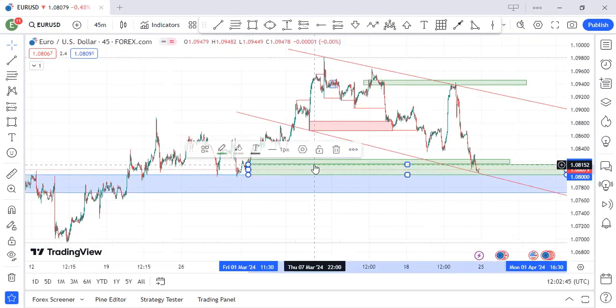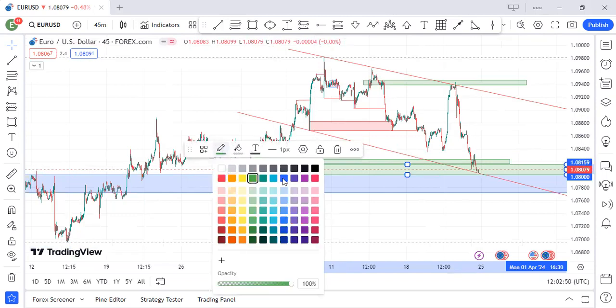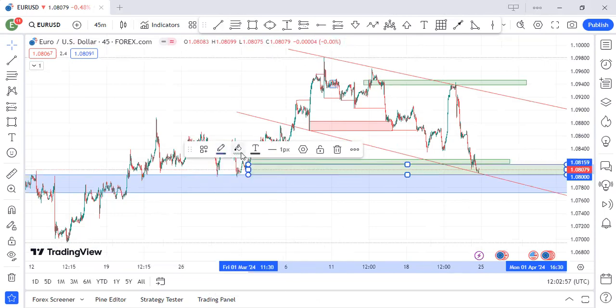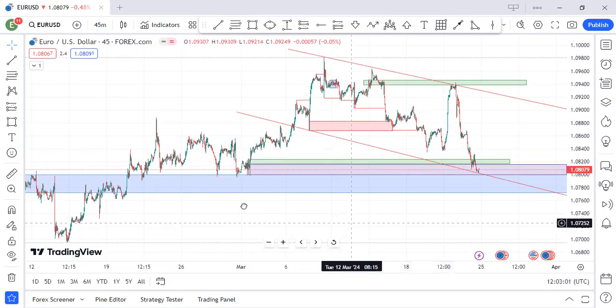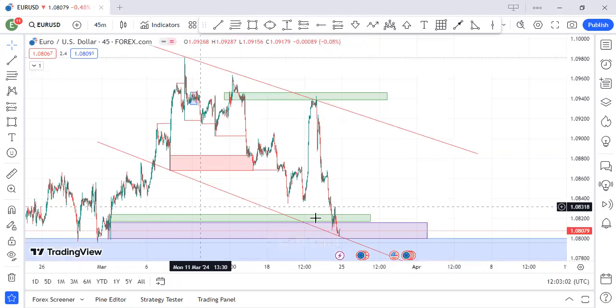We can actually change this color, I think, to differentiate that of the fair value gap. Let's use purple. Okay, so the purple is the order block we are able to plot out.